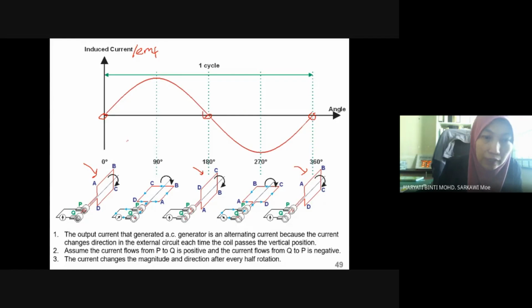Then when the armature, when the coil starts rotating, you can see that the magnitude increases. So the magnitude of the cutting of the magnetic flux increases, hence the magnitude of the induced EMF or induced current also increases until maximum. That is the horizontal position. The coil is horizontal, maximum cutting of magnetic flux. Then it reduces again, like that.